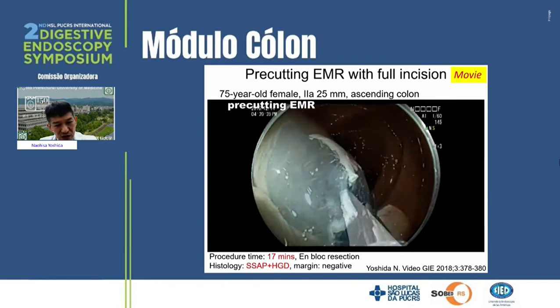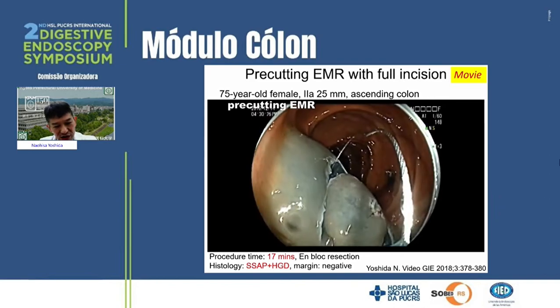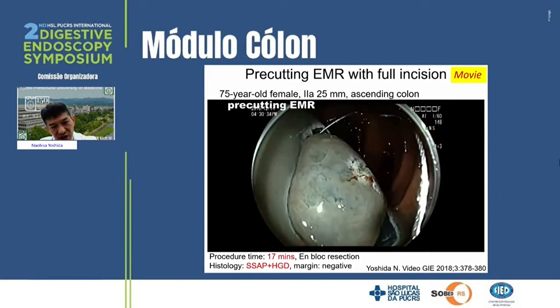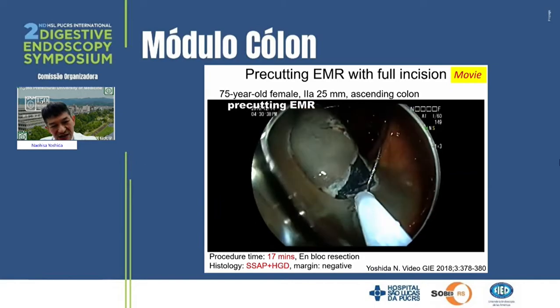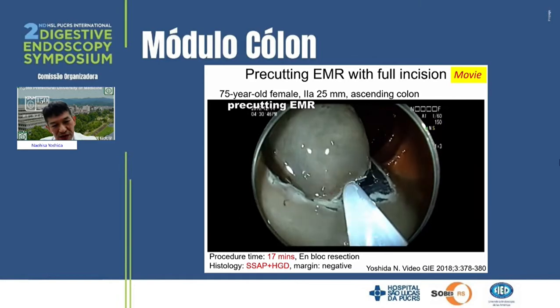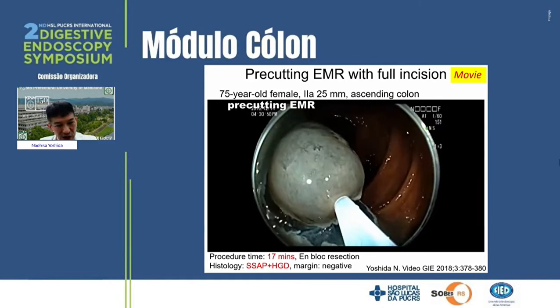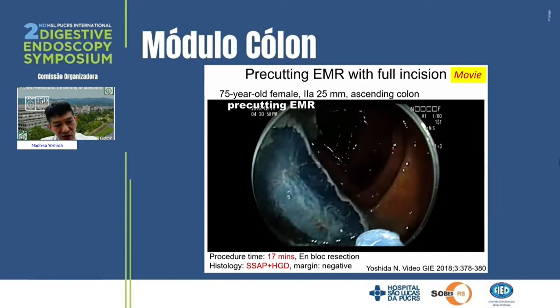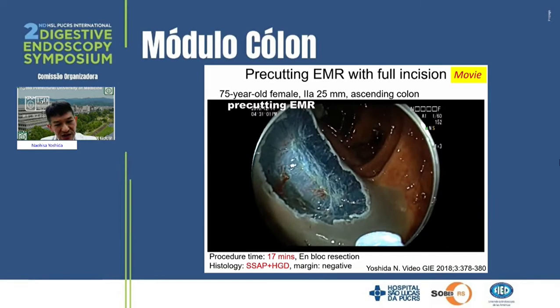After that, we added additional injection like that. And then snaring was performed like that. In this case, unique shaped snare was used. However, regular round snare is possible for precutting EMR. And after full circumferential incision, the tumor was shrinked and snaring became so easy. And finally, we achieved en bloc dissection like that. And histology showed SSL with dysplasia without any margin.